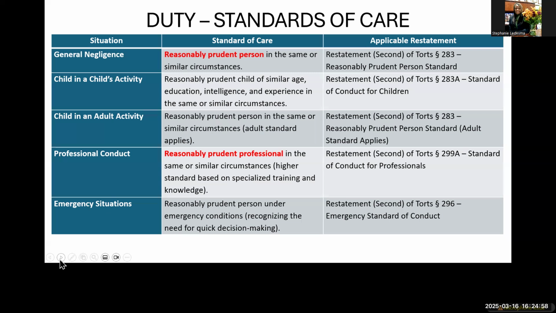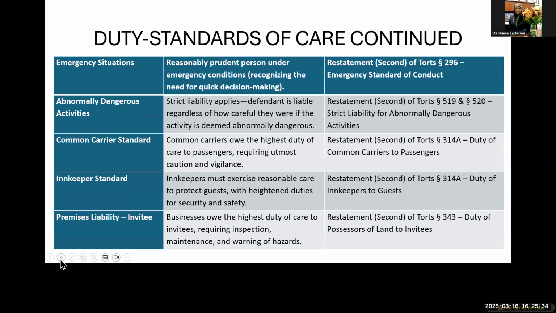There's so many standards of care. How are you supposed to know which one to choose? You're going to choose the one that represents the defendant in your case the most accurately, right? So again, you see on the left, you've got the situation. Does the situation involve a professional? Then I can look to the Restatement Second of Torts 299A, which talks about the reasonable, prudent professional in the same or similar circumstance. What if I've got an abnormally dangerous activity? Well, we've covered the module of strict liability, so we understand how strict liability gets applied. What if we're talking about a common carrier or an innkeeper? That would be a hotel.